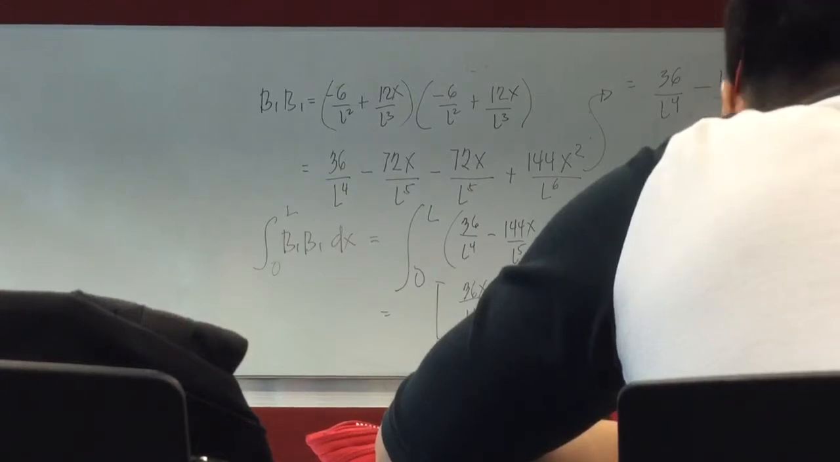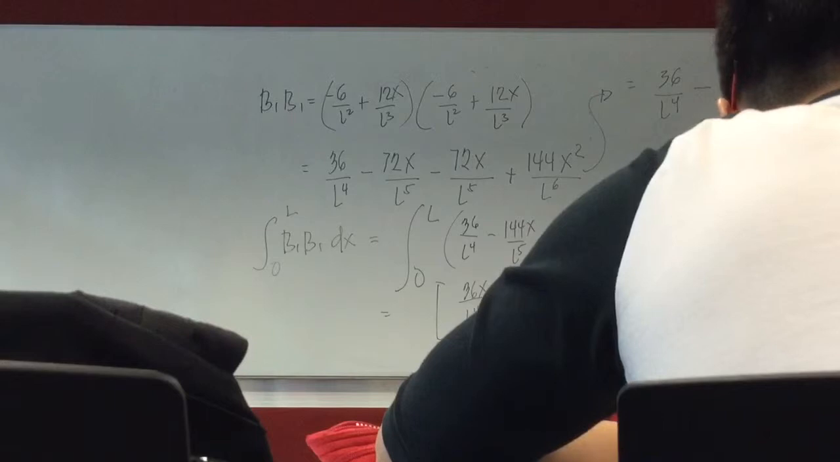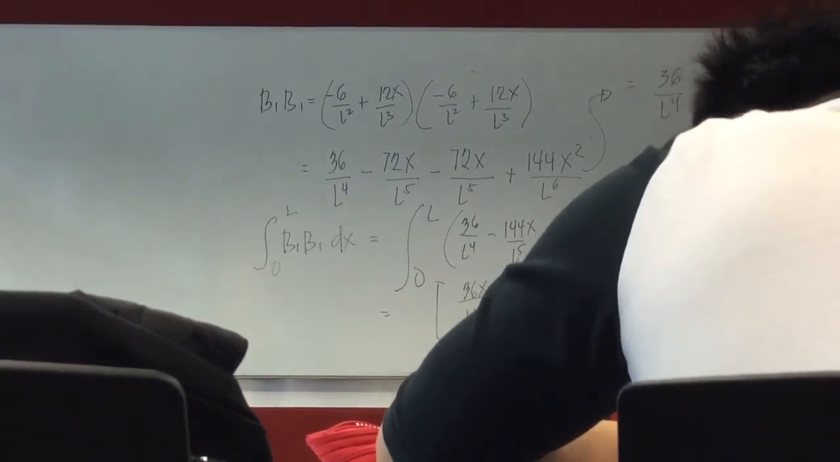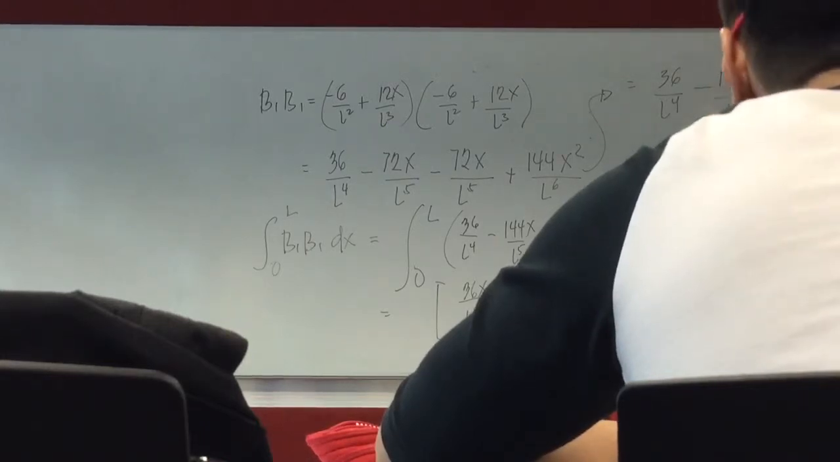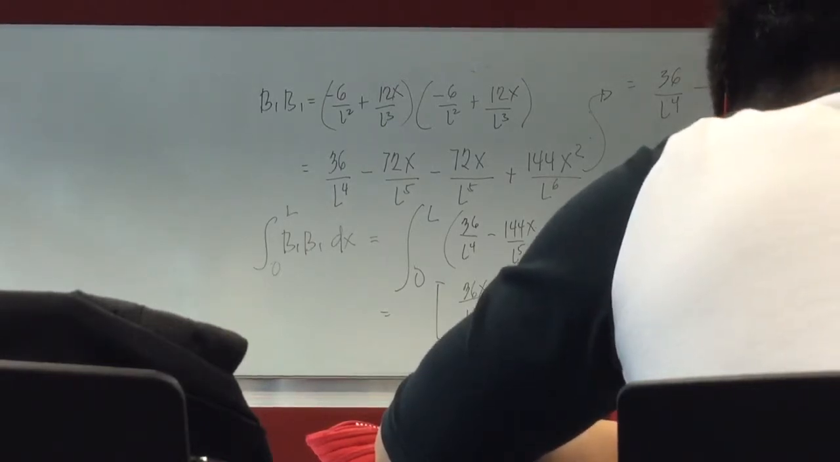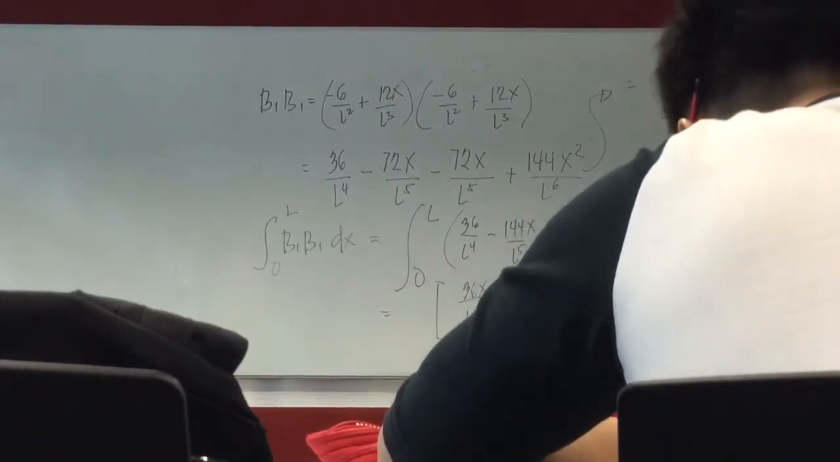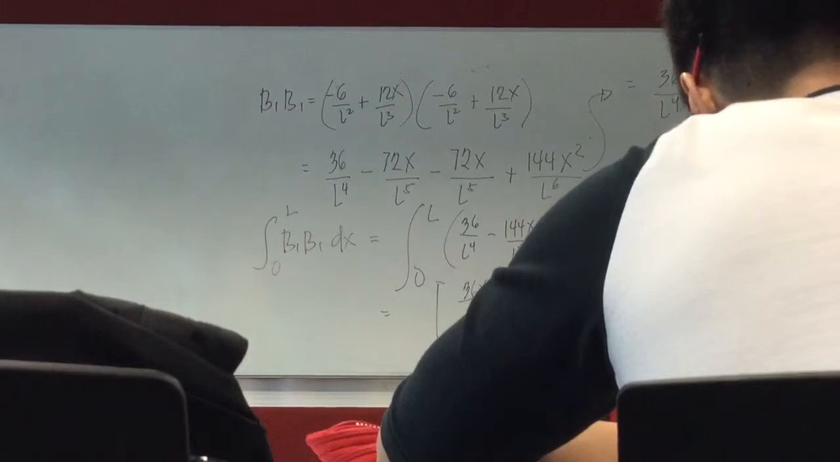Okay, what's your answer here? 12 over L cube. Sorry? 12 over L cube. So 12 all over L cube. Then you bring over. Let's try to divide this one with L cube. 12.